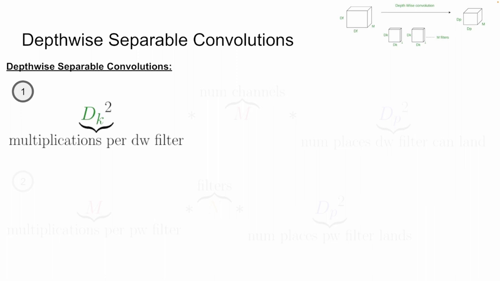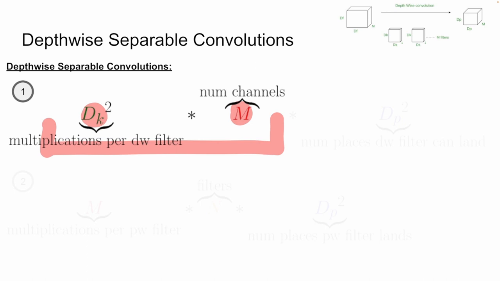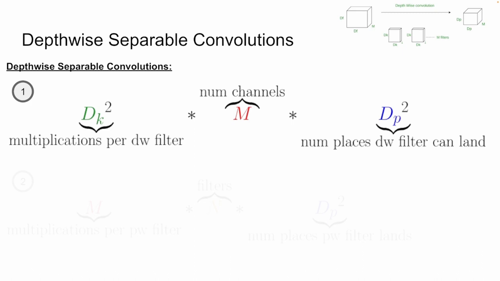Now let's look at the number of multiplications needed for a depthwise separable convolution. Remember, depthwise separable convolutions happen in 2 steps. In the first step, we have these one-dimensional filters, so they're dk by dk by 1. That means for each of these filters, there are dk squared multiplications that need to happen anytime that filter lands somewhere. And we apply one filter per channel of our original input. Thus, we need to multiply that dk squared by m. And together, this is just the number of multiplications that need to happen for each position that the filter could land. Thus, we need to multiply this value by dp squared, once per place that this filter could possibly land. And that's only the first step.